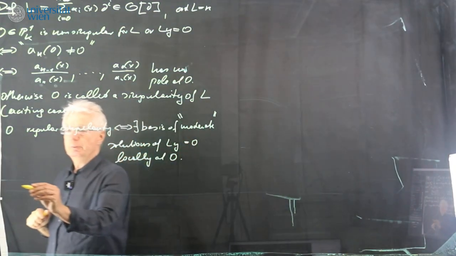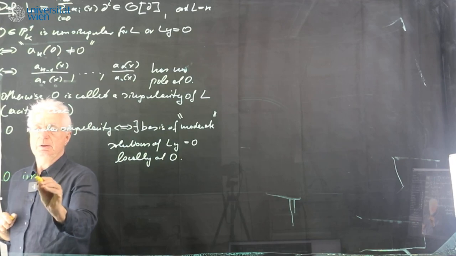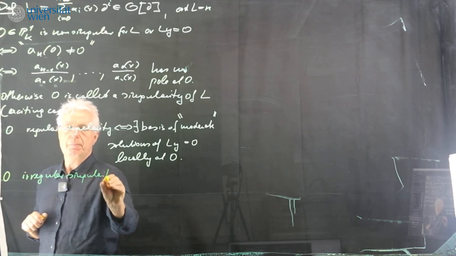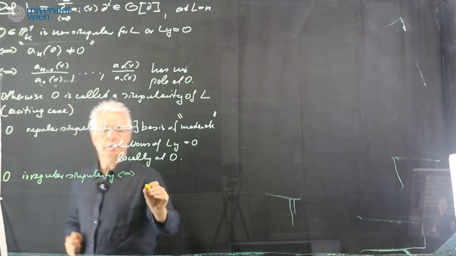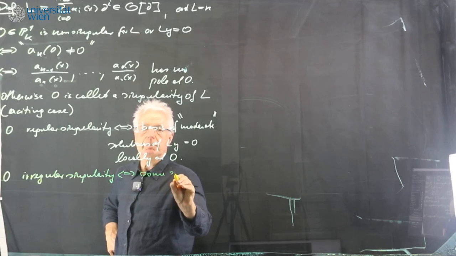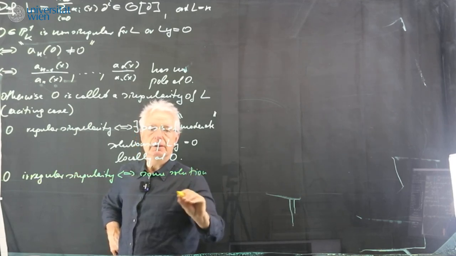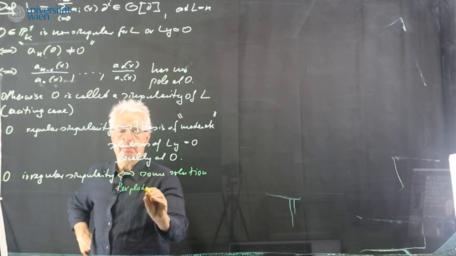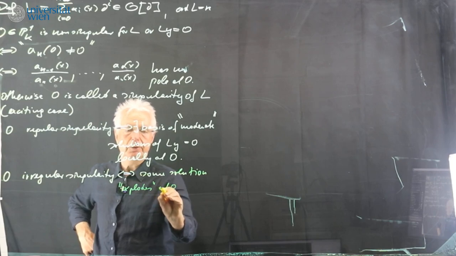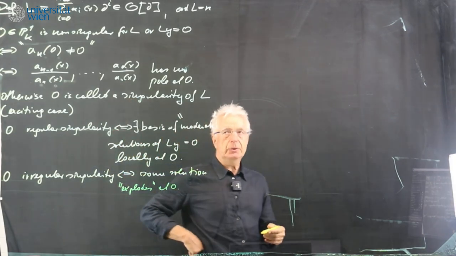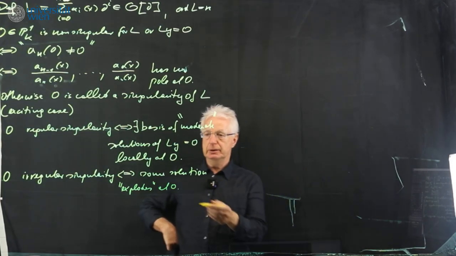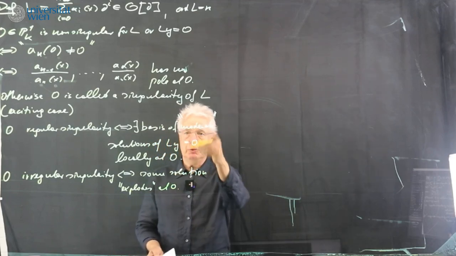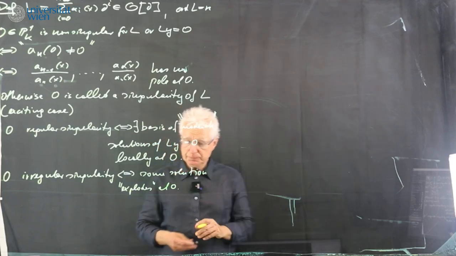Okay? So zero is an irregular singularity if some solution, let me express it poetically, explodes at zero. Which means that you will have kind of an essential singularity of the expansion of the function. Okay? We will, of course, come back to this over and over.